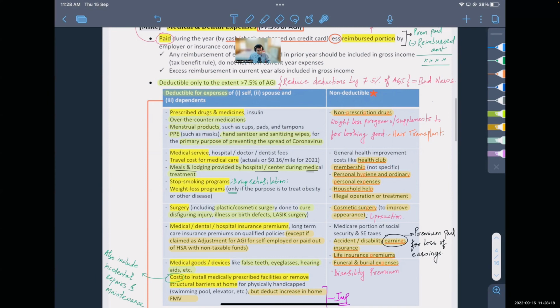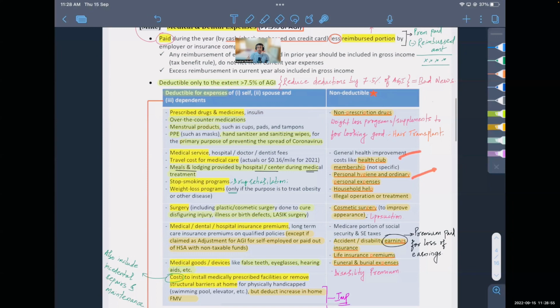But then there are certain other types of items, for example weight loss programs. That is not something which I consider really important, or which is going to be prescribed by the doctor. Or hair transplantation. So for example, weight loss programs, supplements for looking good, hair transplantation is again for looking good, health club is for looking good, personal hygiene and ordinary personal expenses are again very much individual. They are not something which can ever be prescribed by the doctor.